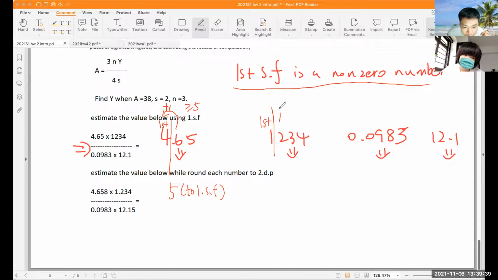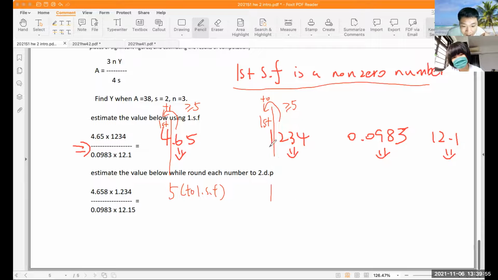And then I ask myself, do I need to add 1 to this? To add 1, it must be 5 or more. So 2 is smaller than 5, so I don't need to add 1. I add 0, so that means I don't do anything.